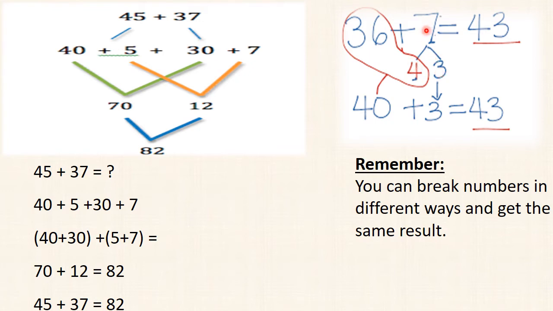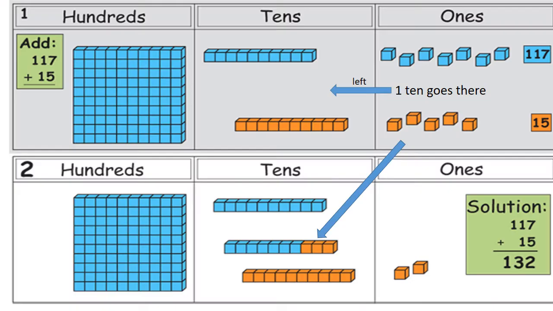Okay. So once I have broken 7 into 4 and 3, I'm not going to use 7. I'm going to use 4 and 3. So first 36 plus 4 is 40. 40 plus 3 is 43. So now we have another method through which we can actually solve addition problems.